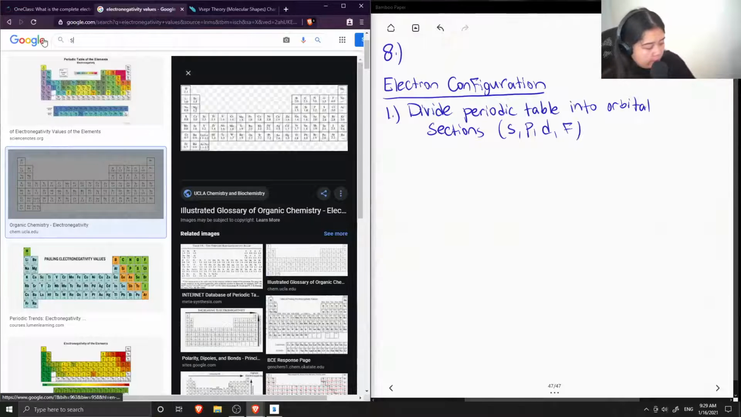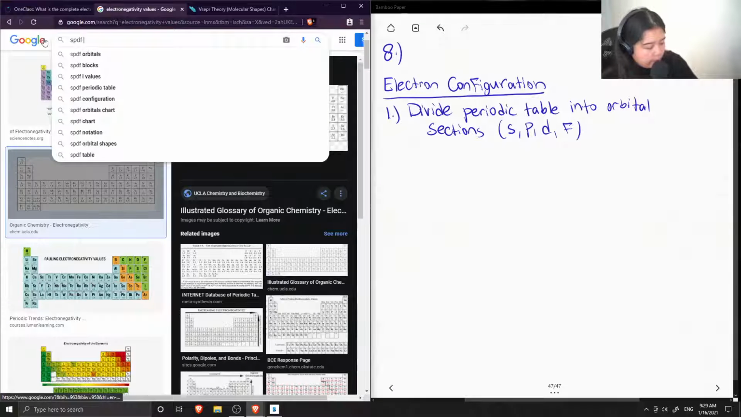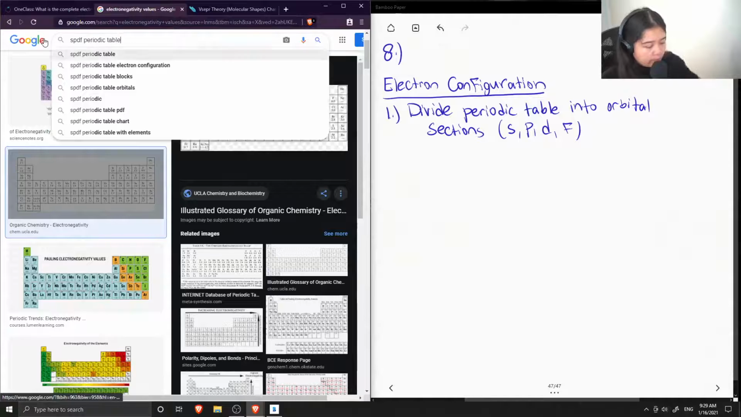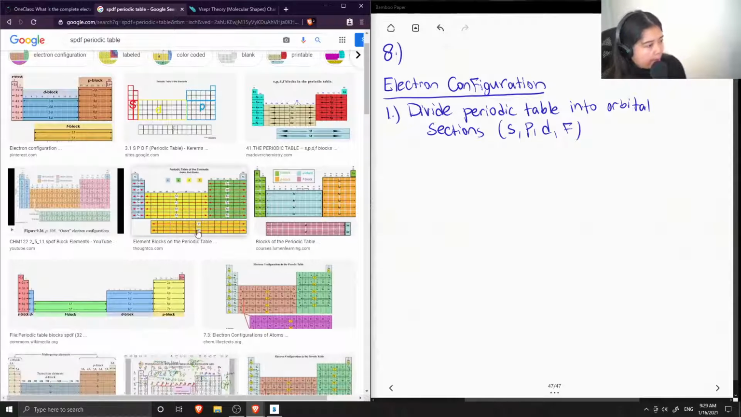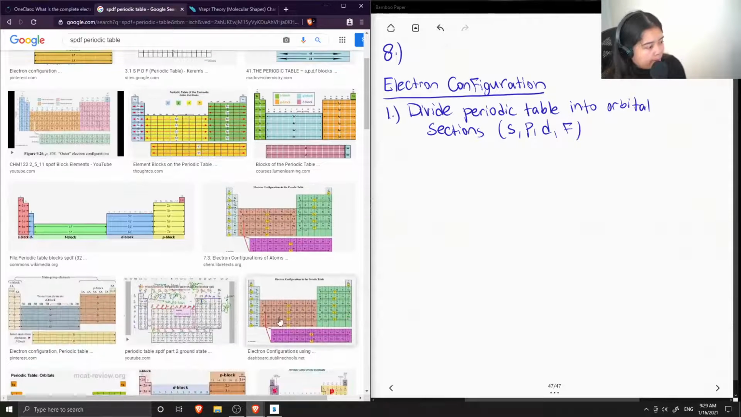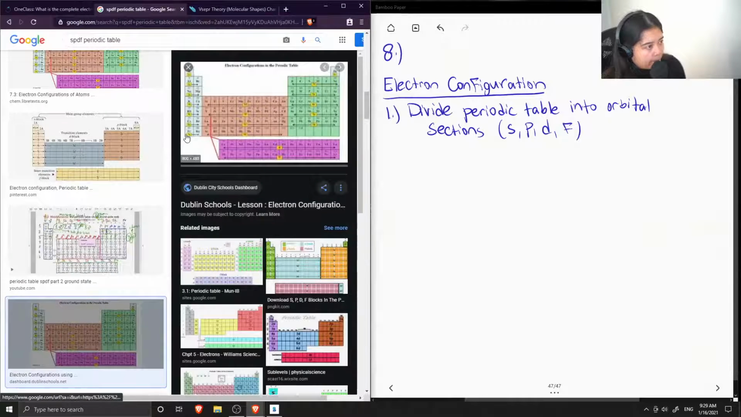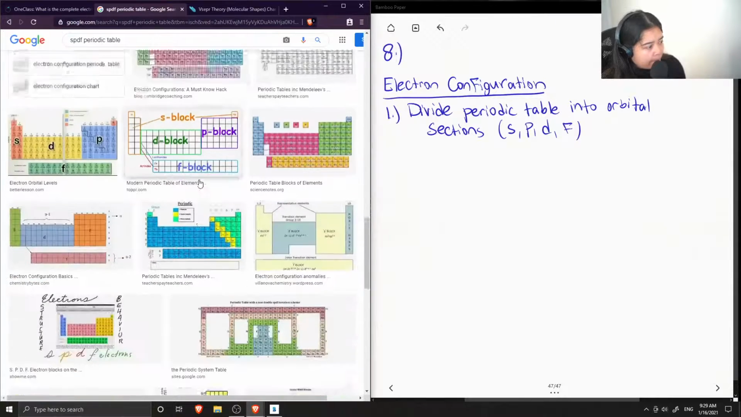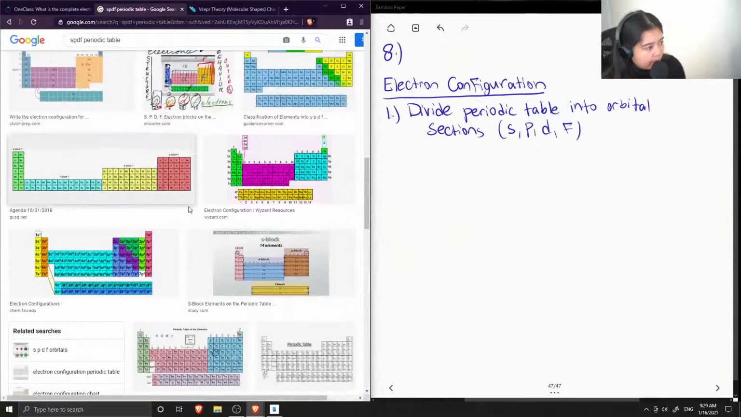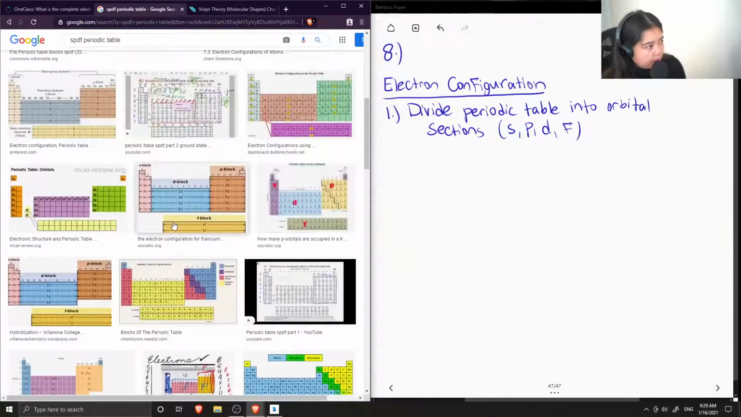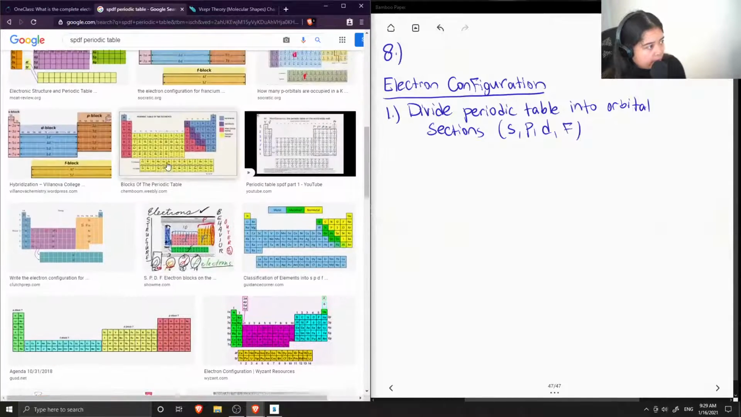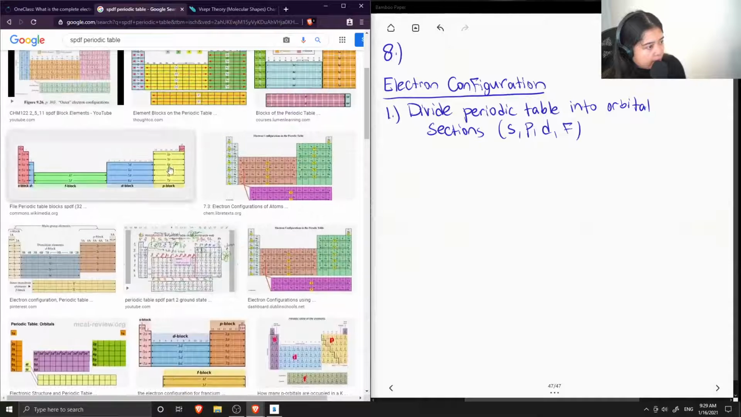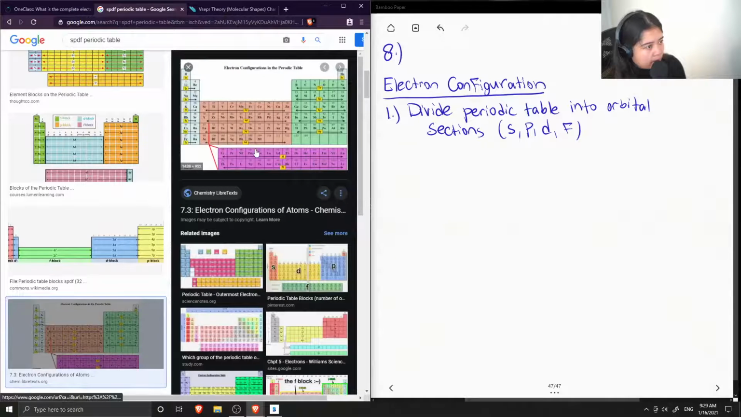So I'll Google it, to show what it'll look like. Find a better one. Oh wait, that was the same one. Okay, so this is a better quality.